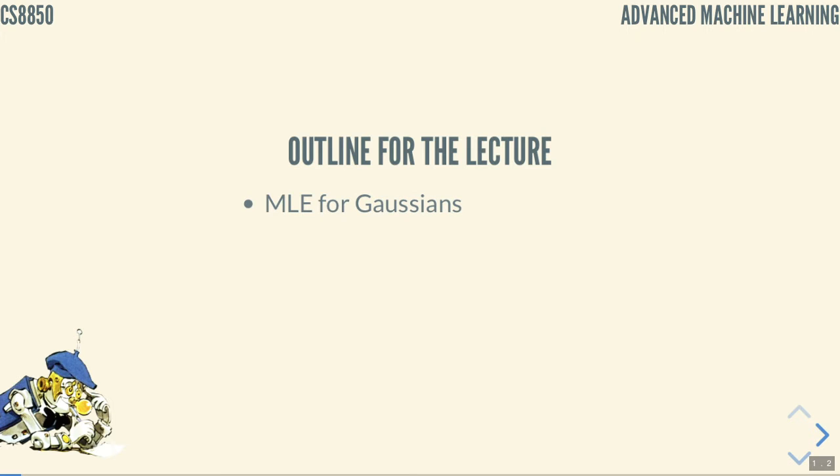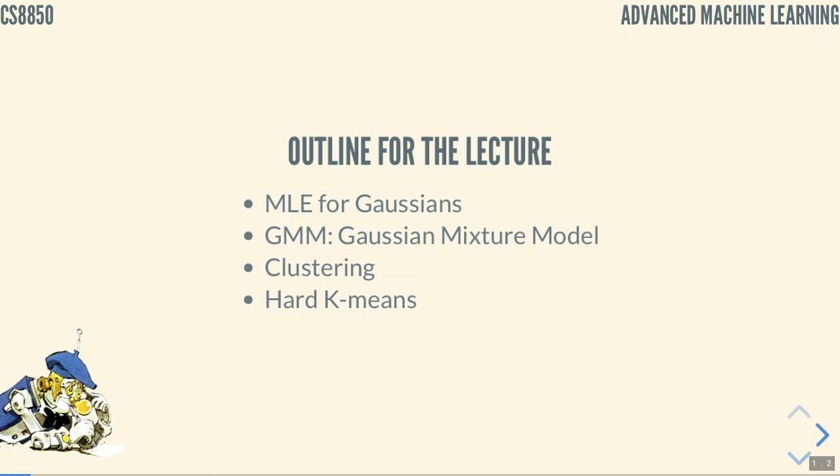Specifically, we'll recall maximum likelihood estimation of Gaussians, which we already covered, and we'll consider the Gaussian mixture model that comes out of MLE for Gaussians, basically follows from it. Then we'll talk about clustering a little bit in general, what it is and why it's interesting. And then we'll consider one specific clustering algorithm, hard k-means. You'll understand what it means when we go through this. And another version of it, which is called soft k-means. Okay, let's go.